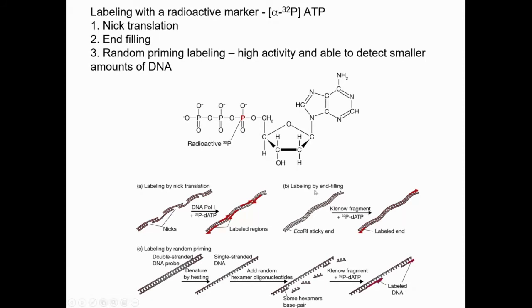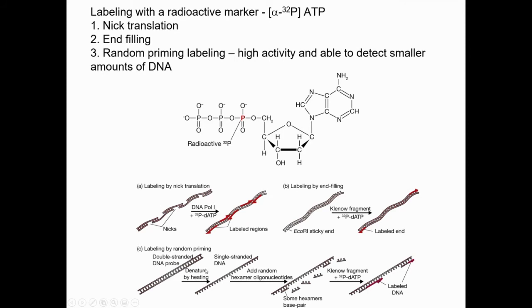Or you can do end filling. End filling means you treat the DNA with EcoRI, for example, and then you have a sticky end. Then you use Klenow and the alpha P32 dATP to form this end filling, right? Because Klenow will not have the exonuclease activity, so it will only fill in the nucleotides. It will not degrade the DNA. So this is end filling.